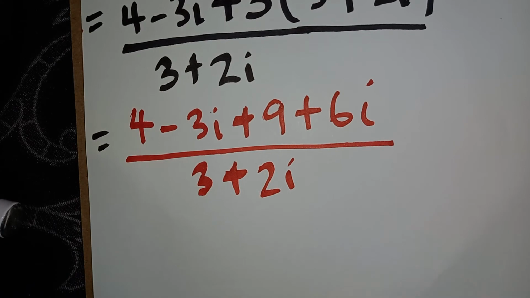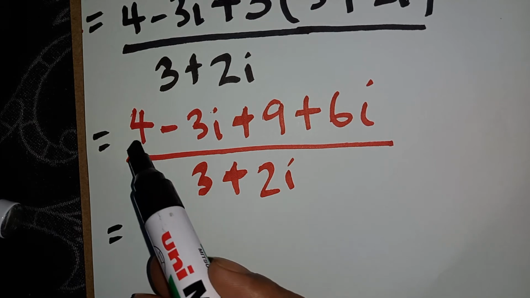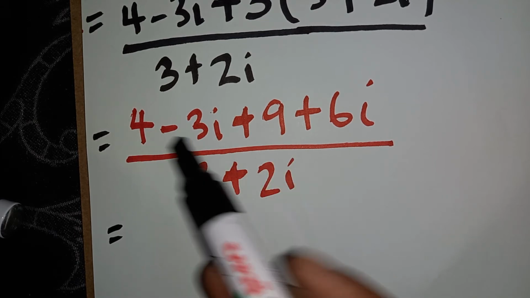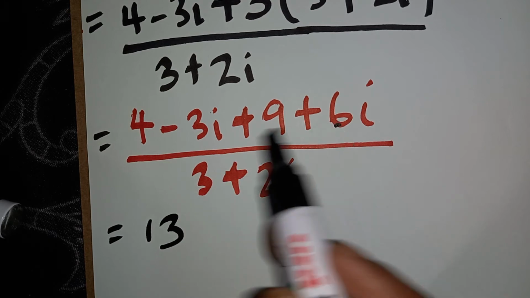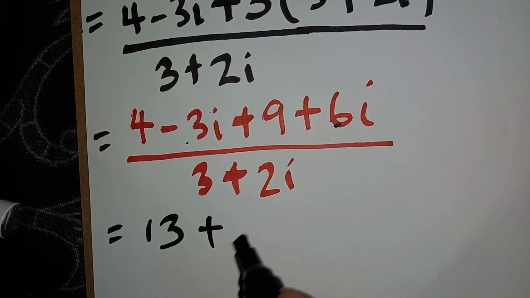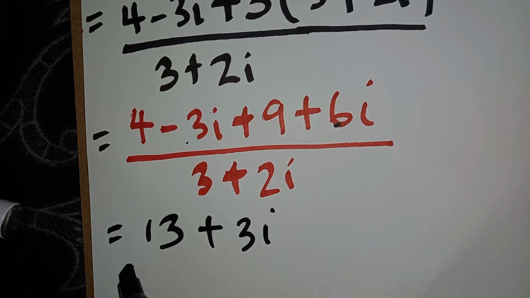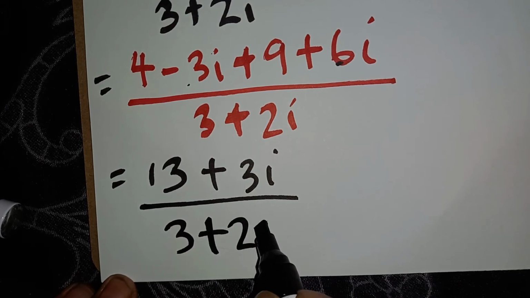From here, look at some like terms. If you can collect like terms here, it looks like 4 and 9. So 4 plus 9 is 13. And minus 3i plus 6i will be plus 3i. Everything divided by 3 plus 2i.